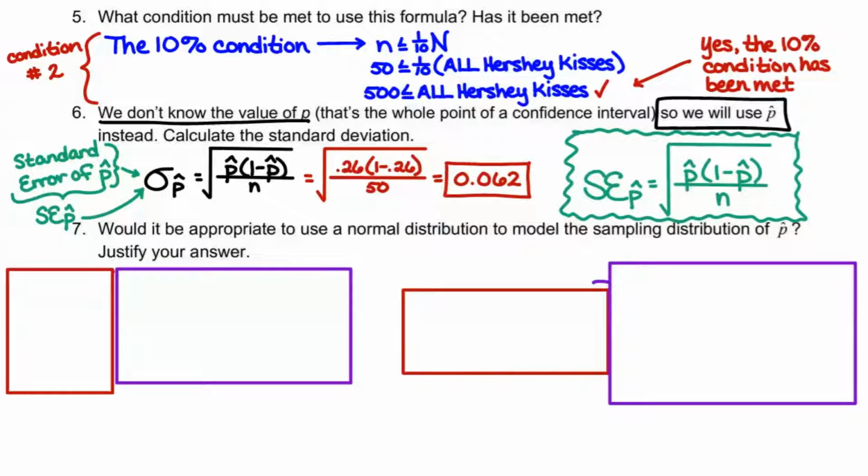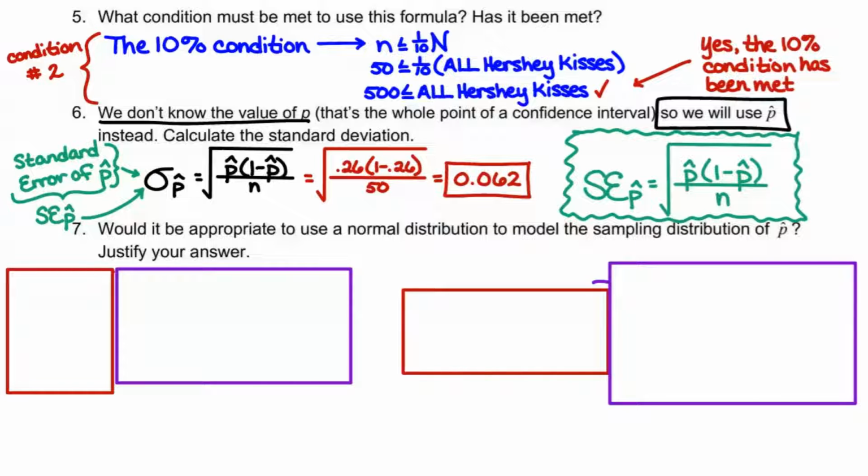So far, I've hit on 2 conditions that have to be checked. Who can tell me what the 2 conditions are that we've already talked about? Random sample, 10% condition, or independence. What we're after is independence. The 10% condition is what allows me to assume independence. Would it be appropriate to use a normal distribution to model the sampling distribution of p hat?